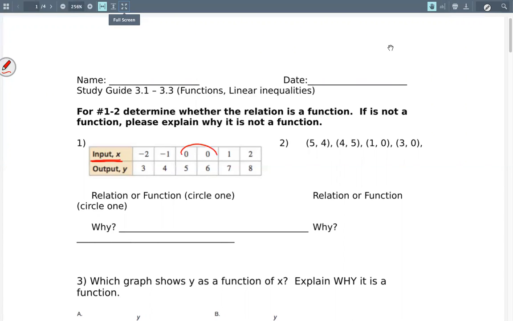And I notice that I have two zeros right here. So because there's two zeros, I'm going to say it's a relation. And why? Well, I'm going to say because the x values, and I could write input, or I could write the independent variable, but I like x values here because it's pretty straightforward. Because the x values repeat.